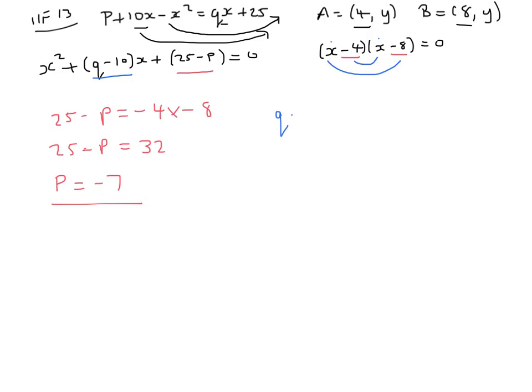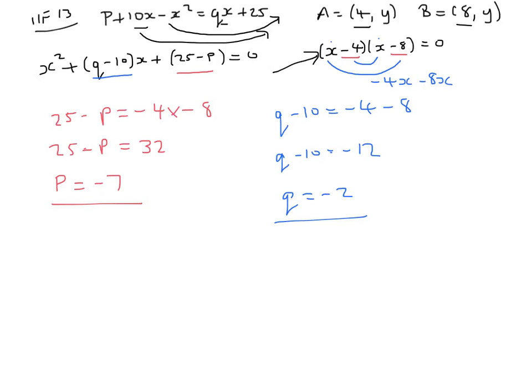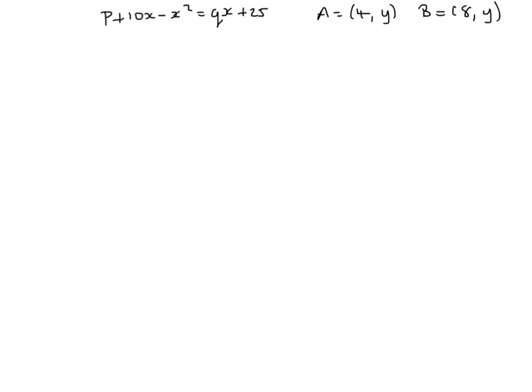Similarly, Q minus 10 has to equal minus 4 minus 8. Because if we were to multiply that out, we'd get minus 4x minus 8x. So Q minus 10 is equal to minus 12. So Q is minus 2. So we can find Q and P using that method, using equating coefficients. The trick, of course, is to recognise that this is true and how we can equate it to what we've got over here. We have got another method though that we can use.